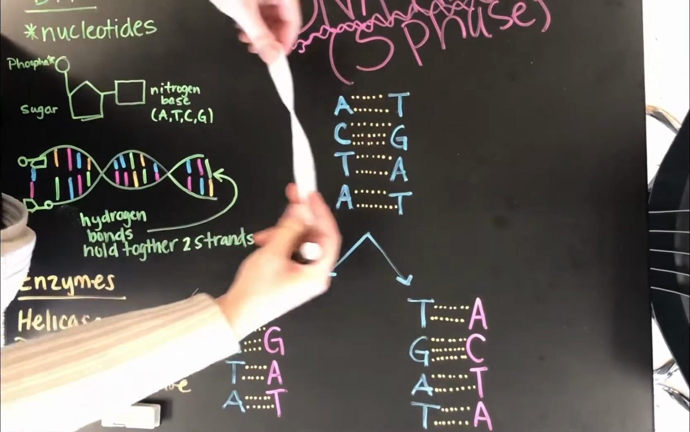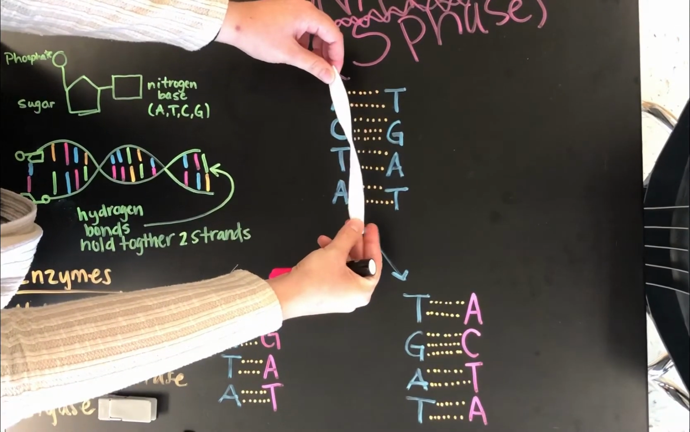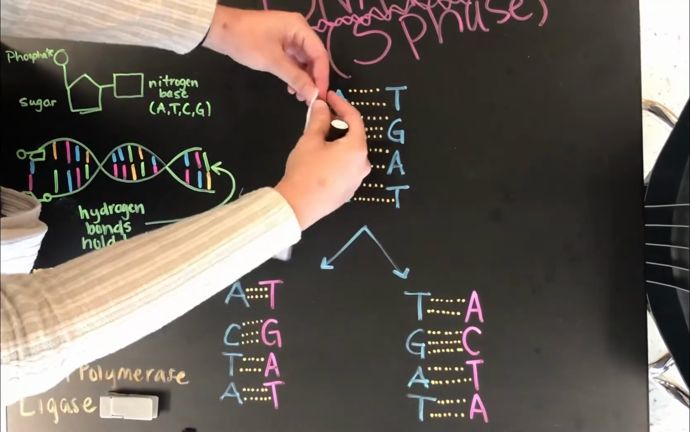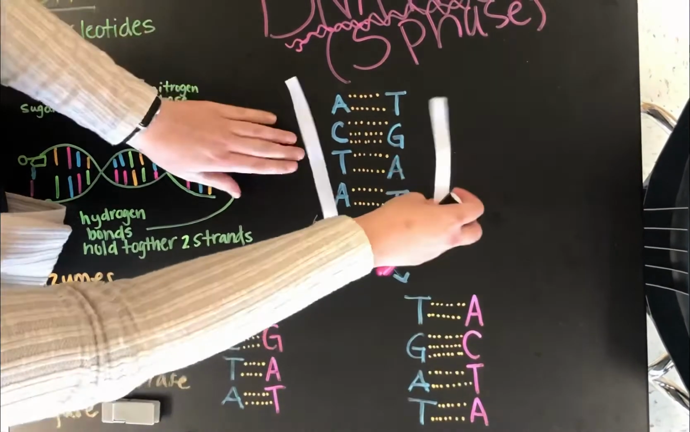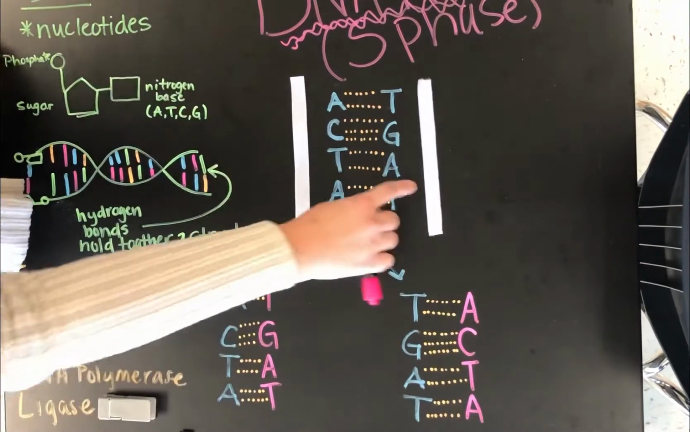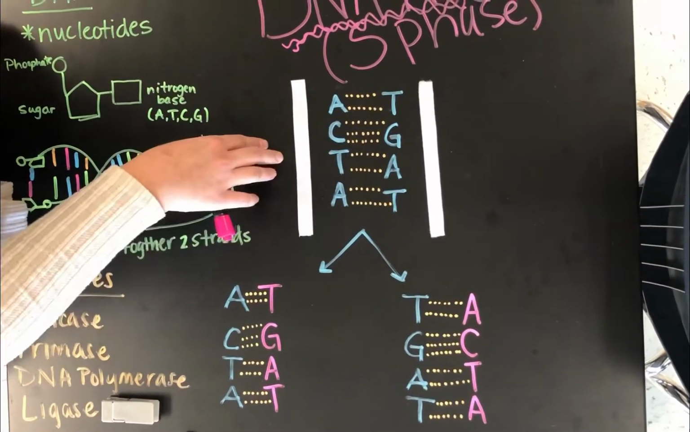So if this is our double helix, for example, our first one to come in would be helicase. That enzyme will unravel it and then pull it apart. So by the time helicase is done, you have 2 separate strands, and they're complementary but not identical.